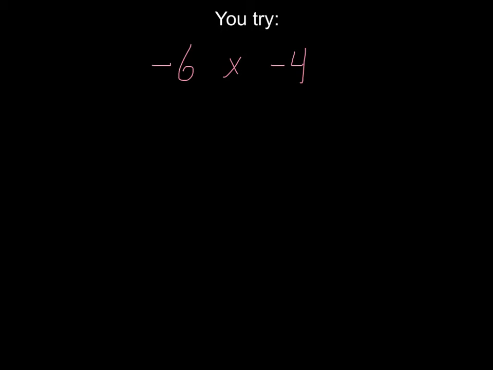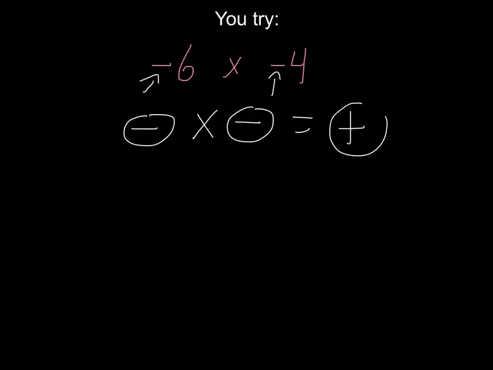Okay, so first step says we've got to take a look at our signs. So you've got a negative and a negative, so negative multiplying by a negative. The sign rule says that two signs that are the same are going to give us a positive. So we know that no matter what, our answer is going to be a positive answer.